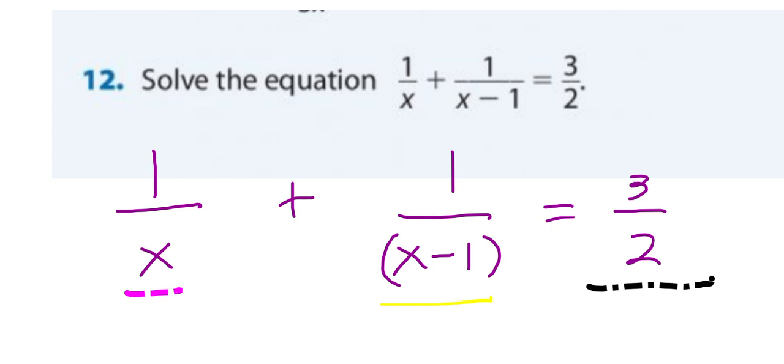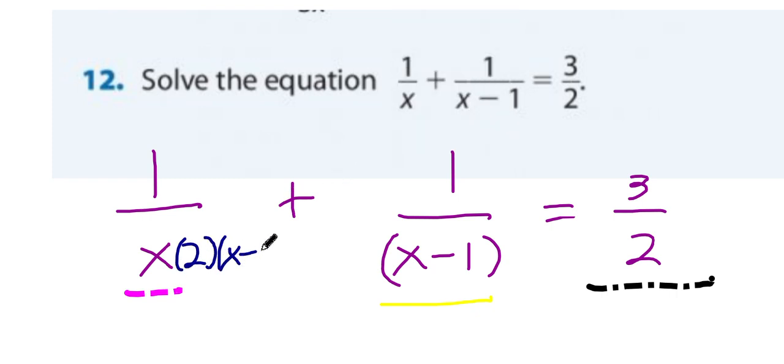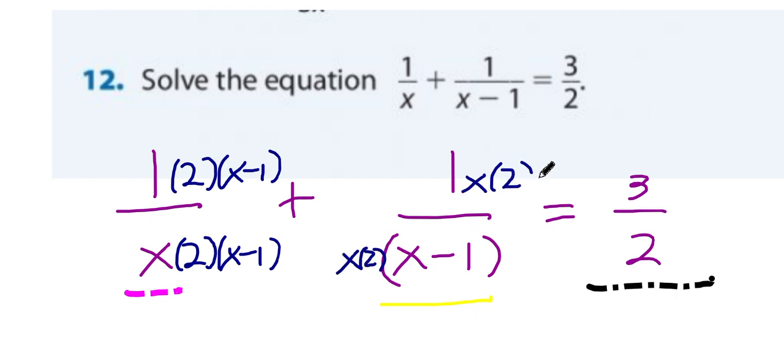Is that right? And then, when you do that, whatever you do to the bottom, you do to the top. The yellow one looks over, and what does it say? I want an X, please. So I have to put an X on top. And I want a 2, please. You have to put a 2 over here. Next one. The 2 looks over, and what does it say?